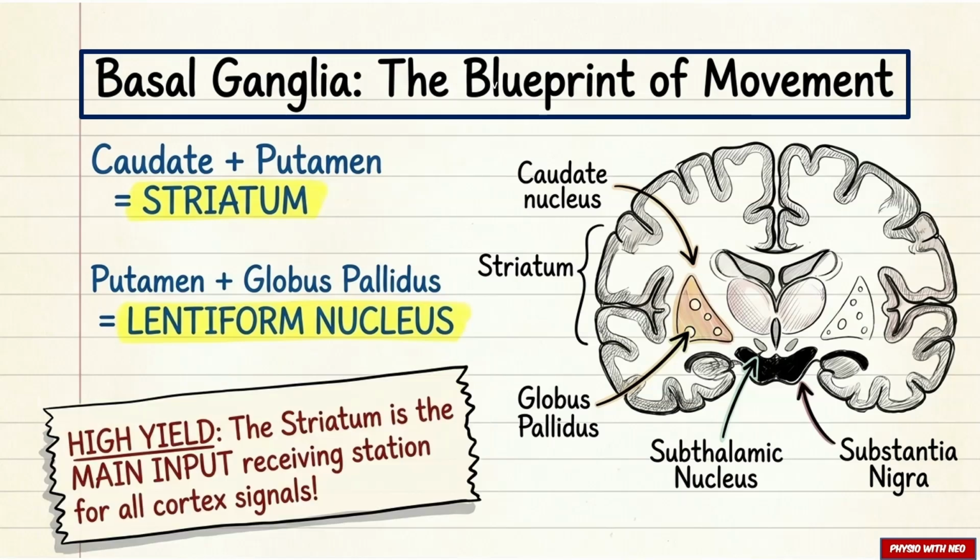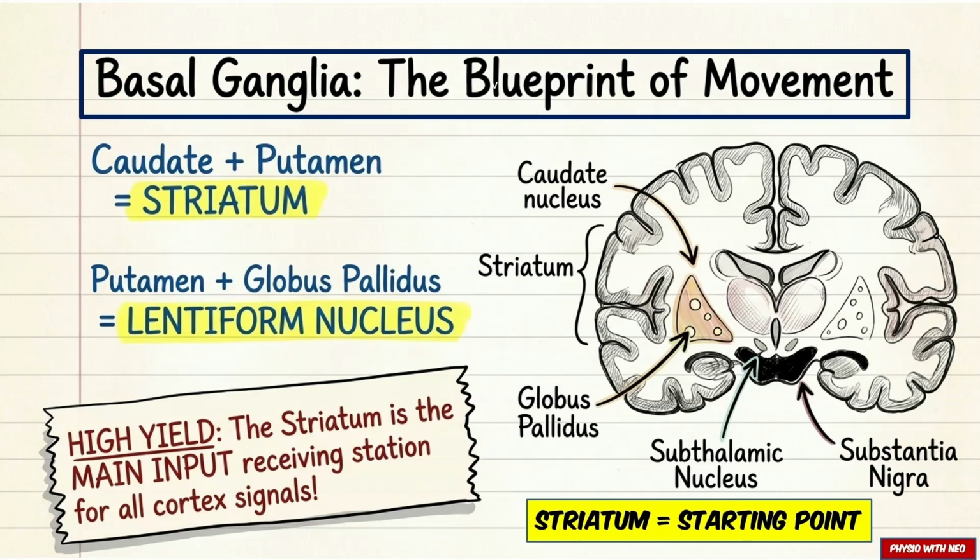The striatum is the main input station. Whenever the cerebral cortex sends movement information, it first enters the striatum. So simply remember, striatum is a starting point. That's enough for most of the university questions. But what exactly is this control room trying to achieve?